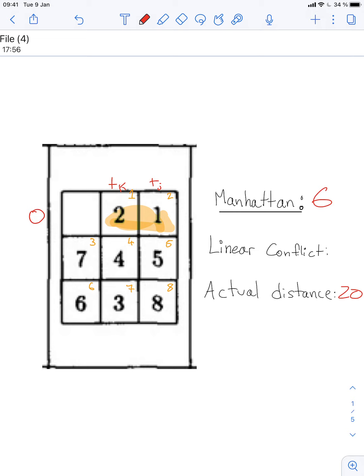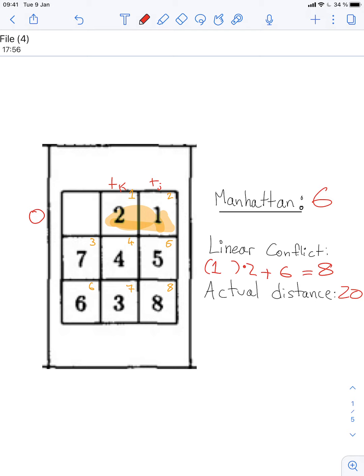In this case, we just have to remove one. So we add this one to the heuristic. Then we go to every row and every column and we do the same. And there is no other linear conflict, so we don't add anything else. Then this amount that we figured out, we multiply it by 2 and we add the Manhattan distance. And that will give us our linear conflict heuristic, which is 8.